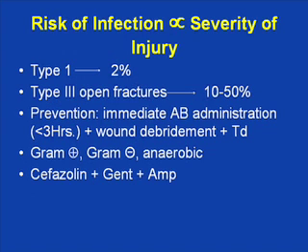Now, the risk of infection is very much correlated and proportional to the severity of the injury. I'm not going to tell you what type 1 or type 3 open fractures are, but obviously the more severe, the more soft tissue and the more stuff is missing, the more complicated it is. A type 1 fracture has a lower risk, but by the time you hit a type 3 open fracture, you're talking about 10 to 50%. Most people will tell you somewhere around 30% is a realistic number.